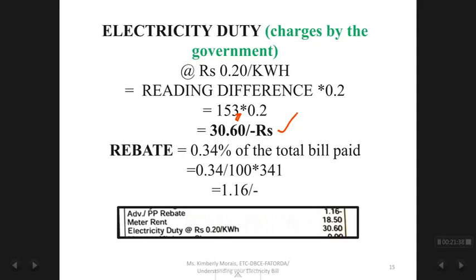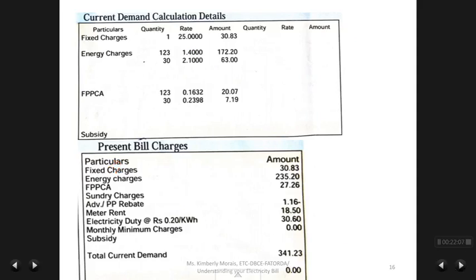Also you get a concession. One concession that you get is your rebate. What they said is you get 0.34% of the total bill paid. So whatever was my total bill, that came out to be 341, multiplied by 0.34%, I was getting 1.16 rupee. So that was the discount that I got. They say this if you pay within 7 days, or there are different rebates, but this was the one I got a discount on because I paid on time.